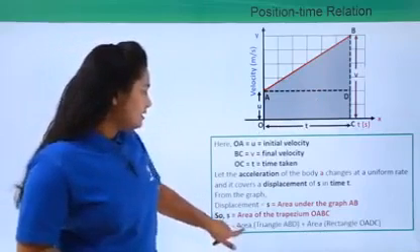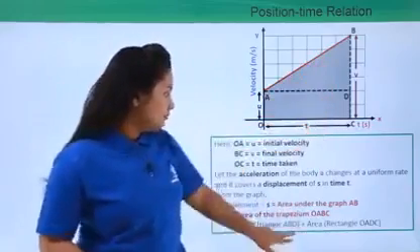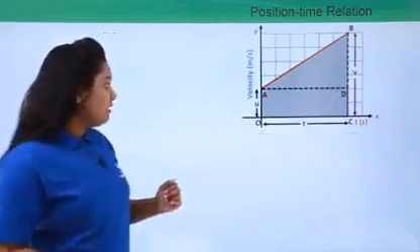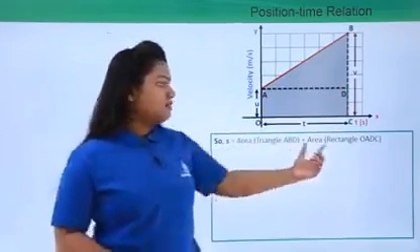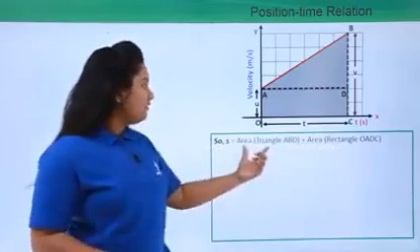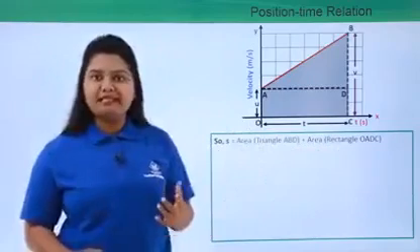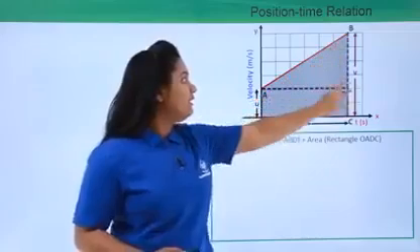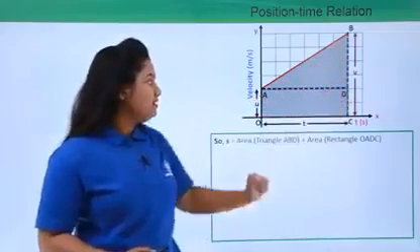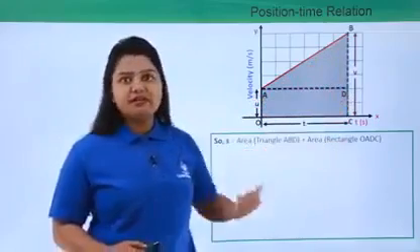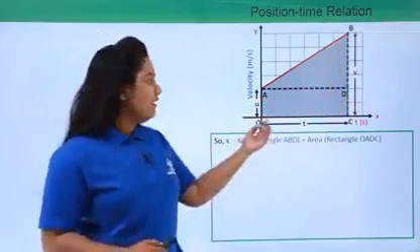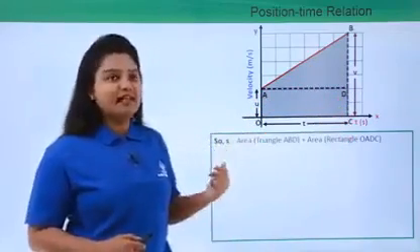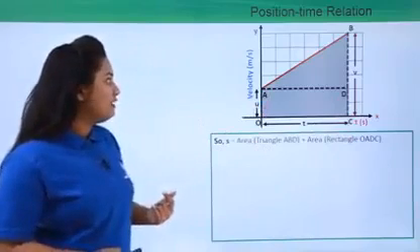So here S equals the area of the triangle ABD plus the area of the rectangle OADC. Now we know the formula for the area of the triangle as well as for the rectangle. The area of the triangle is given by half into base into height. We will take AD as the base of the triangle and BD as the height of the triangle. And the area of the rectangle, we already know, is length into breadth. Here the length we will take as OC and the breadth is DC of this rectangle OADC. So let's apply that formula here.